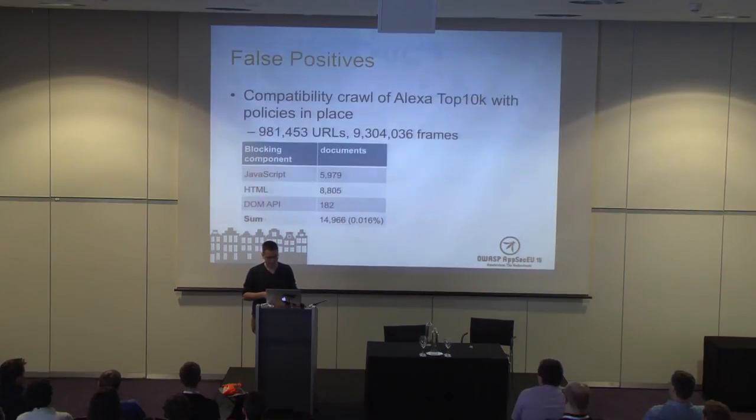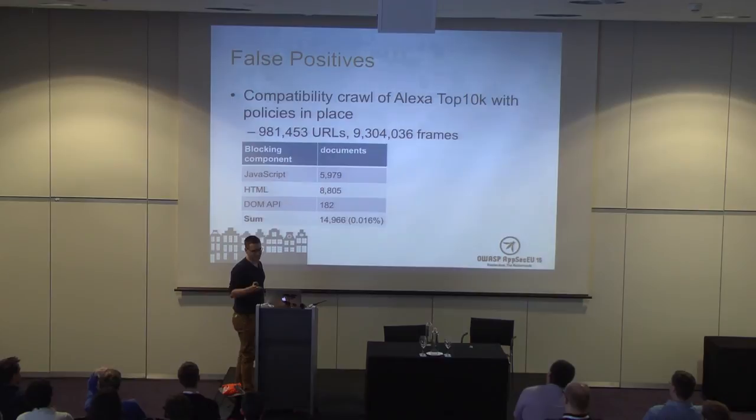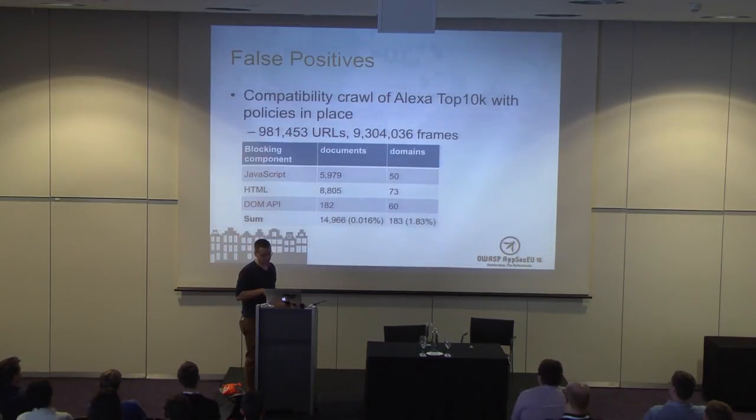More interesting are false positives in this case. We did a compatibility crawl of the Alexa top 10K, crawling about 9 million frames, or roughly 1 million URLs. We found that we caused issues on a total of roughly 15,000 different documents, so 0.016% false positives. This sounds acceptable. These were instances of people using user-provided input to generate code, which is not necessarily a good idea. These are spread across 183 domains, so we interfered with some functionality, I think always just one functionality on any given page.